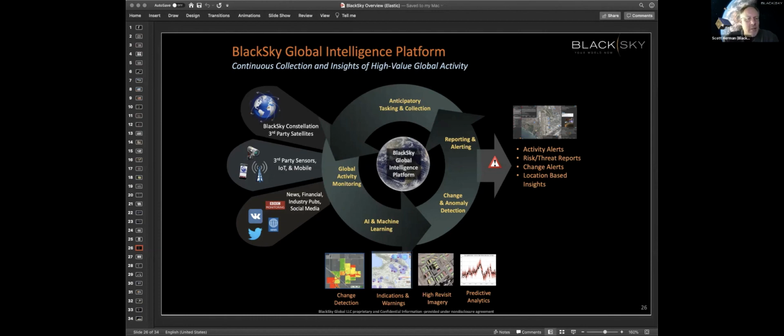We bring in data from lots of different sources. So you'll see there the BlackSky constellation. We also bring in satellite data from other sources, imagery, synthetic aperture radar, radio frequency, multispectral data. We're bringing in data from third-party sensors like IoT, mobile, environmental sensors. And then again, we're bringing in all those different narrative sources, text-based sources, internet scraped-based sources to provide some context to what's going on. And that allows us to do things like detecting change or providing indications of warning of anomalies, being able to do very high revisit imagery to get a pattern of life. And by doing pattern of life, we can do predictive analytics.